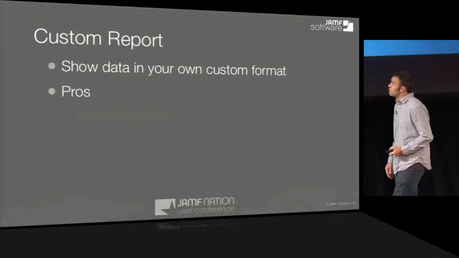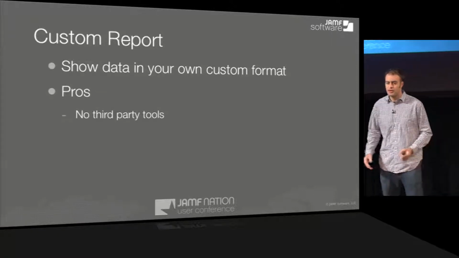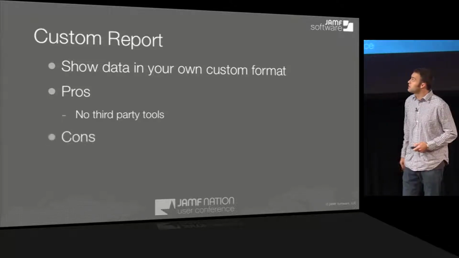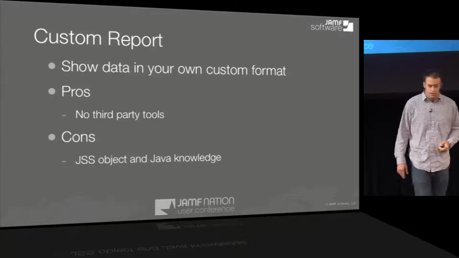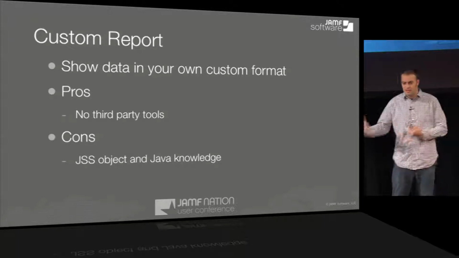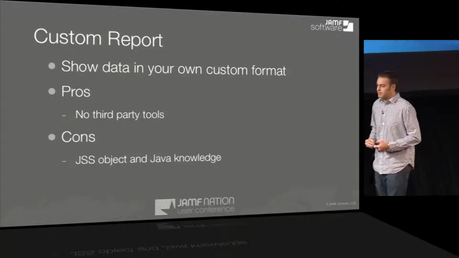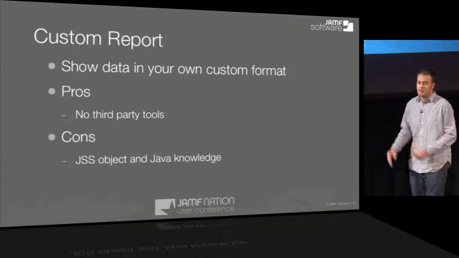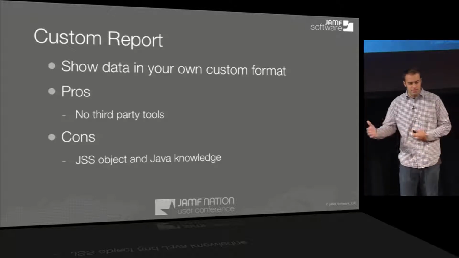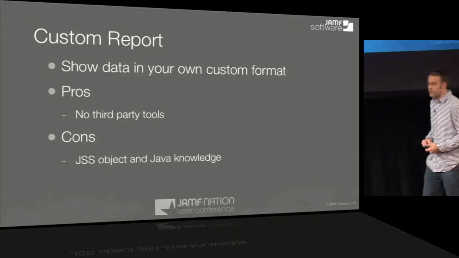One of the pros of a custom report is that there's no third-party tools here. This is built right into the JSS in version 8. One of the cons, though, is that this is using a private API. It's not the REST API. It's not the Events API. It's more the actual JSS Object API. So you have to look at some templates, or you usually have to give us a call for some assistance with this stuff, so it can get pretty complex.